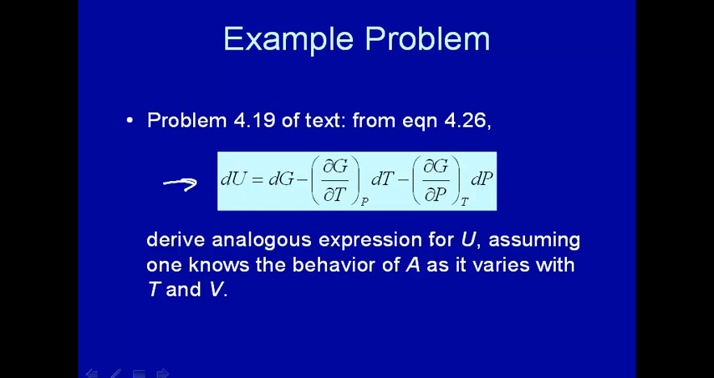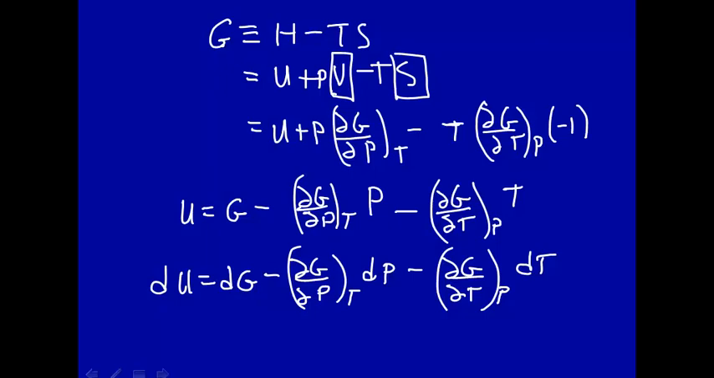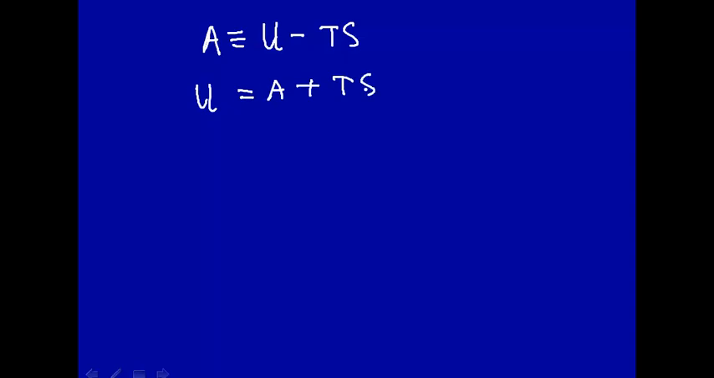Now let's derive an analogous expression for U, assuming you know the behavior of A, how A varies with temperature and volume. So instead of G, we're going to do A. Start with the definition: A is defined as U minus TS. Let's go ahead and isolate U, since we want an analogous expression. That's equal to A plus TS.